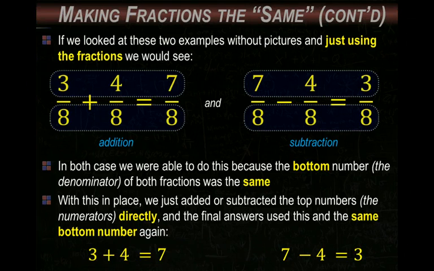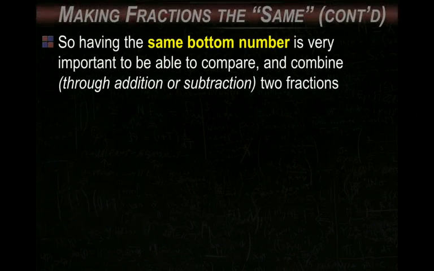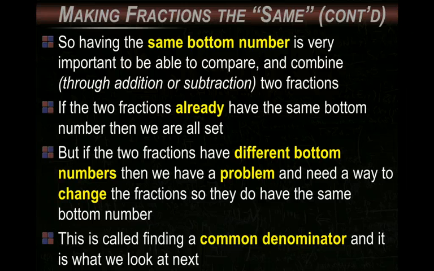We can just do 3 plus 4, and we can just do 7 minus 4. It's easier. Okay? But not every problem you're going to get in math is going to give you the same bottom number, the same denominator. If you have it, you're set. You're done. It's easy. But if you have a different bottom number, that's where it gets harder.